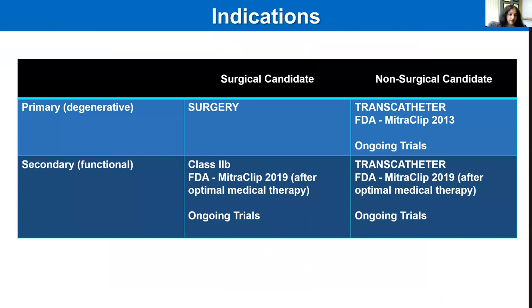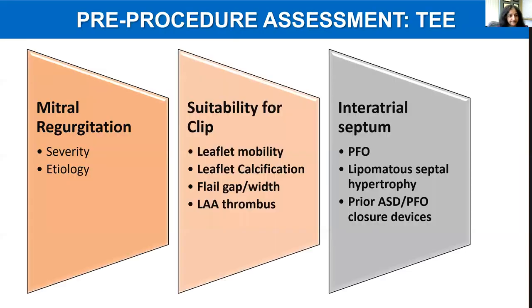This is a nice table of sort of primary versus secondary MR and the indications for surgical and non-surgical candidates. For primary MR, if you are a surgical candidate, the indication is for surgery. If you are a non-surgical candidate, the FDA has approved the MitraClip device, and there are numerous other transcatheter ongoing trials for other devices. For secondary MR, it was always a class 2B indication for surgical candidates. There are also many transcatheter devices, and the MitraClip is approved after optimal medical therapy.